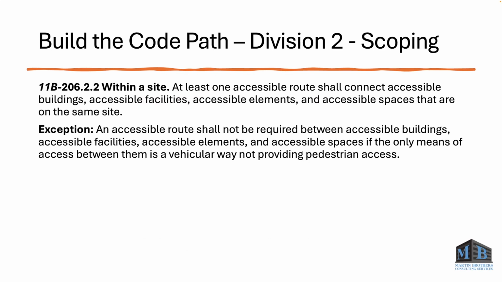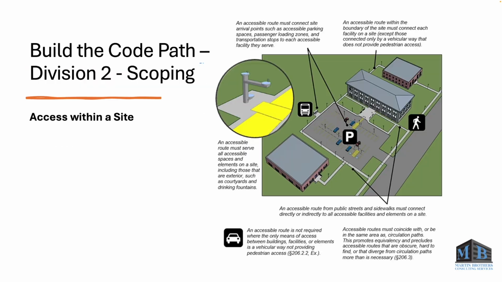Continuing on with 11B 206.2.2, within a site. At least one accessible route shall connect accessible buildings, accessible facilities, accessible elements, and accessible spaces that are on the same site. We have an exception here, and it says an accessible route shall not be required between accessible buildings, accessible facilities, accessible elements, and accessible spaces if the only means of access between them is a vehicular way not providing pedestrian access.